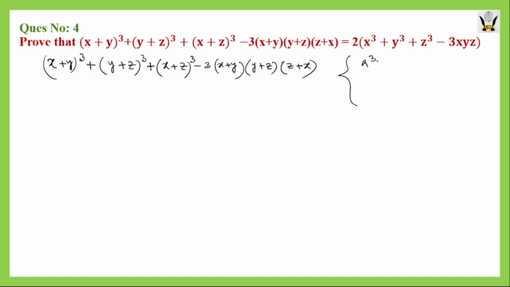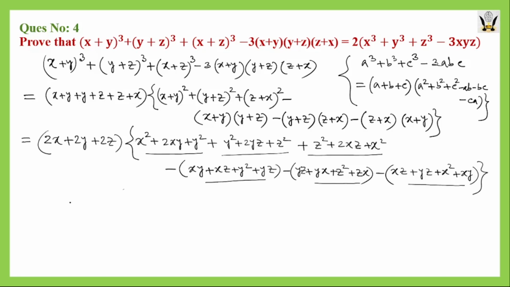Now we know this identity: a cube plus b cube plus c cube minus 3abc is equal to a plus b plus c times a square plus b square plus c square minus ab minus bc minus ca. If we apply that identity to the given expression on the left side, then after multiplication and application of appropriate algebraic identities, we get this expression that we need to simplify further.